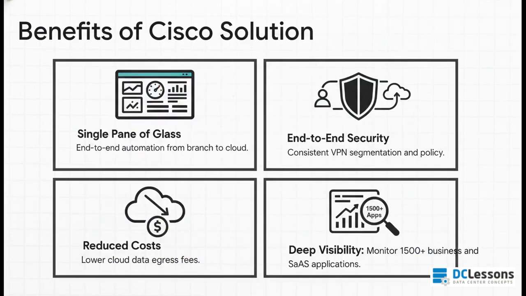The benefits of having this tight integration are just huge. You get a true single pane of glass in vManage for end-to-end automation, which just massively cuts down on manual work and those pesky configuration errors. You can extend your security policies, like VPN segmentation, consistently from a user sitting in a branch office all the way to a workload running in the cloud. You get those major cloud egress cost savings we talked about, and of course, you get the deep application visibility that Cisco SD-WAN is famous for, letting you monitor and prioritize over 1,500 different apps across this whole integrated fabric.